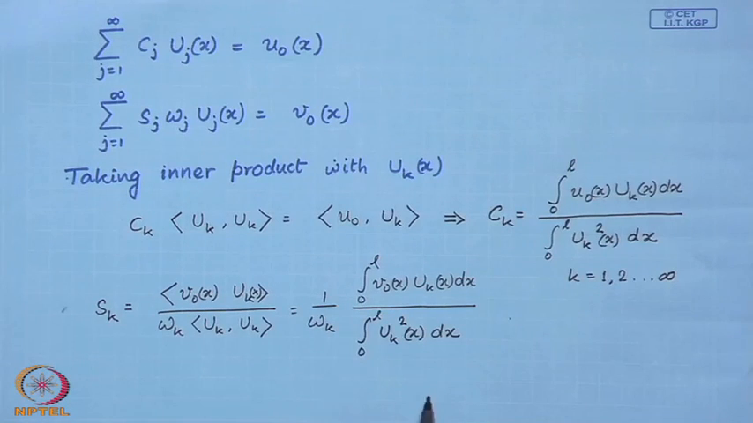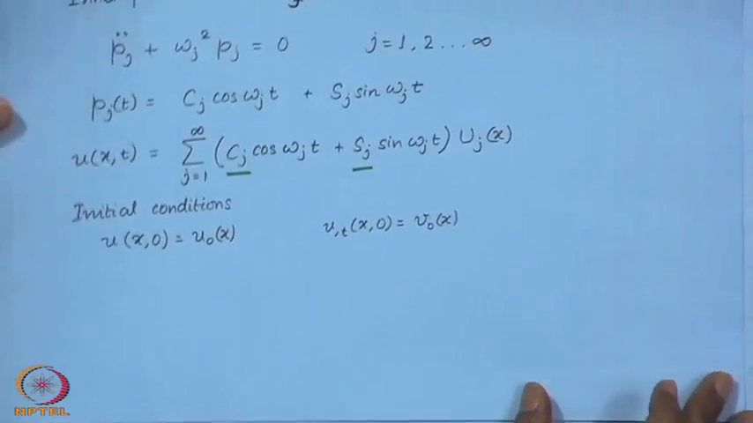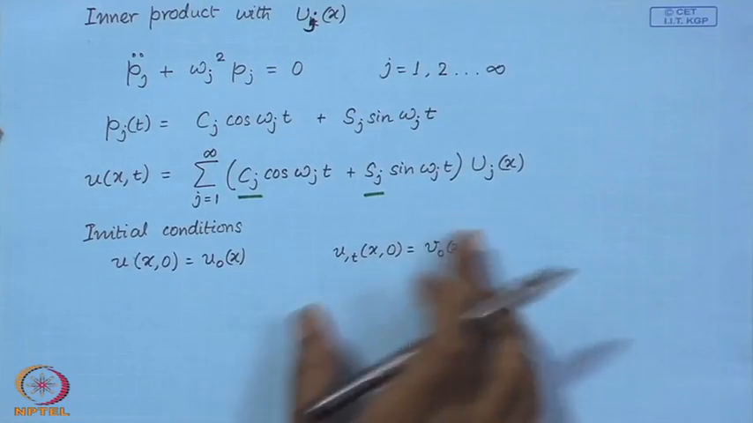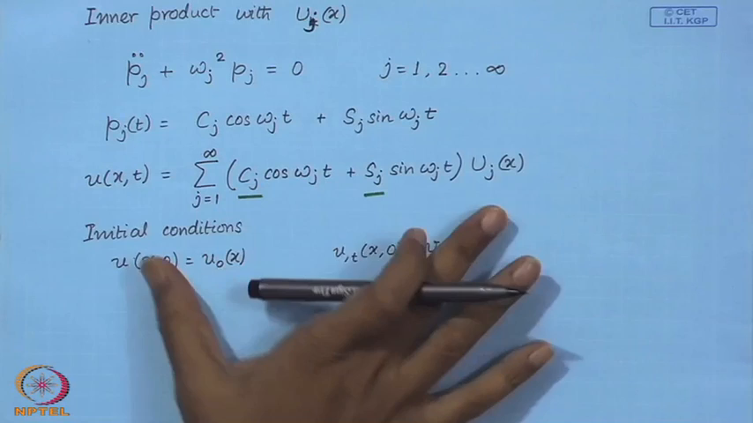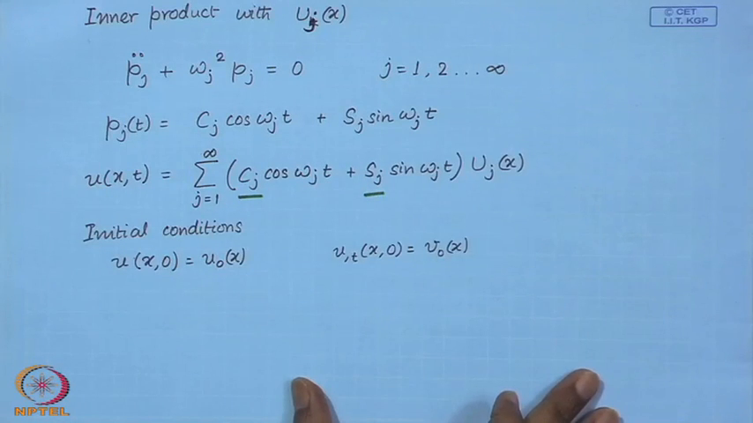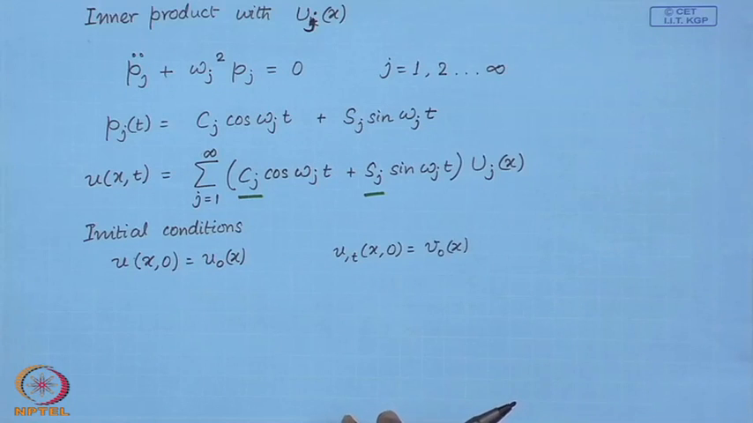So, once that is done, I have all these values of C k and S k, which I can substitute here and I have the final solution. So, we have solved the initial value problem using the modal expansion technique. Now, let us look at some examples of actual systems.